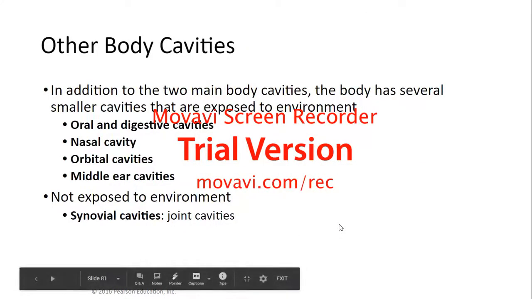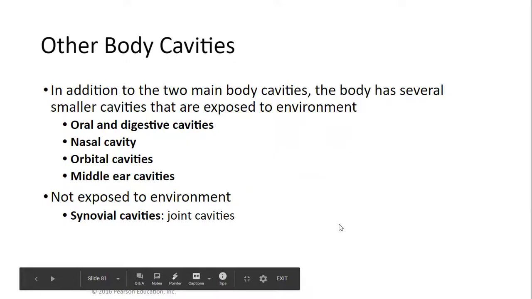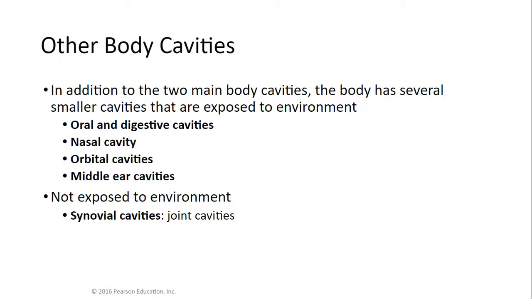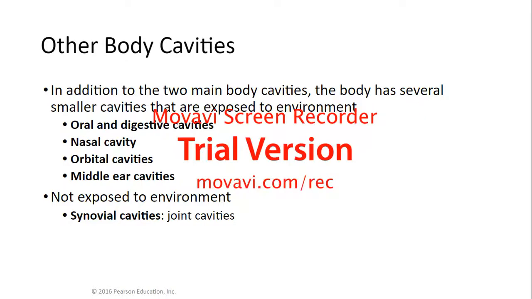There are other body cavities besides the ones we just named. You have oral and digestive cavities, nasal cavities, orbital cavities where your eyes are, and middle ear cavities. Also synovial cavities, which we'll talk about more when we cover the skeletal system, dealing with joint cavities.